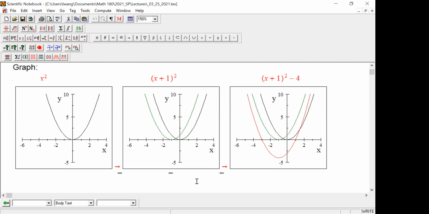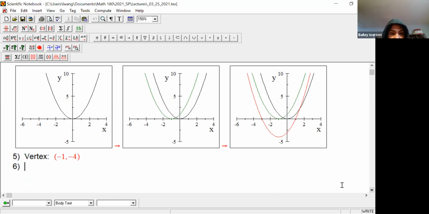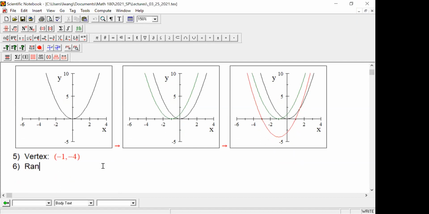So the vertex, which is question number 5, is -1, -4. Okay, last two before the end of the class. Now, can we tell the range? The range is from what? -4 to infinity. That's right.